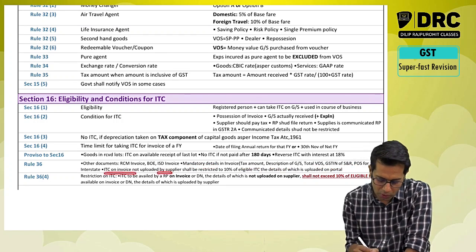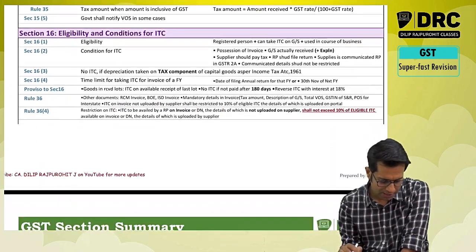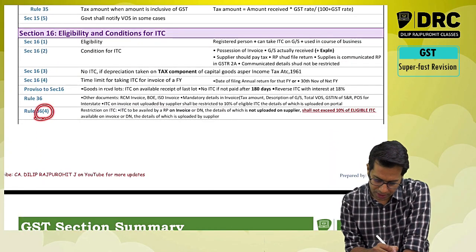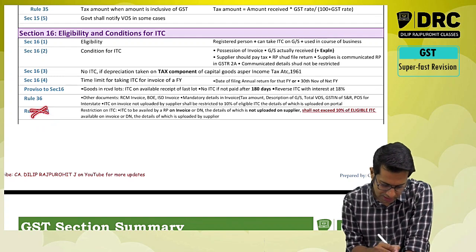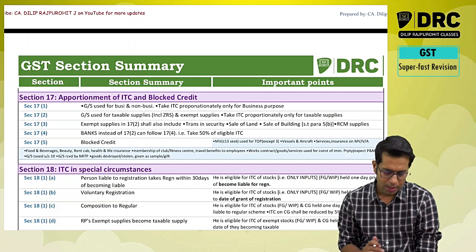ITC on invoice not uploaded by the supplier will be restricted. Now you will not be able to take input tax credit. Section 16 subsection 4. Anyways, this has been removed now. I have not removed it from here. I will remove it. Section 17.